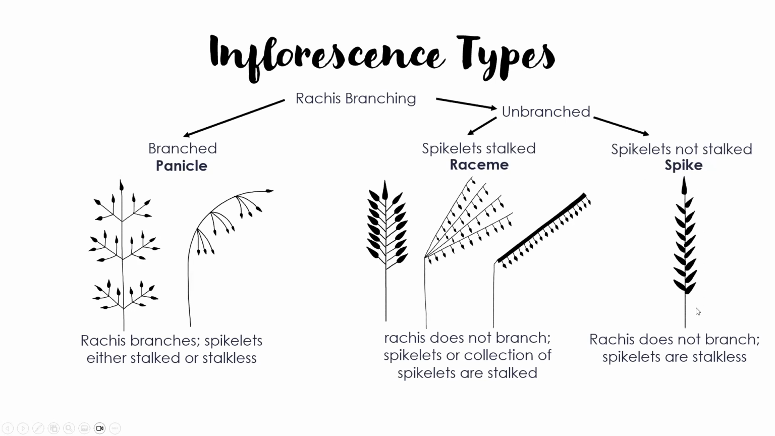A spike means you have just a central stem, no branches, and your spikelets are directly attached. Super simple, right? It looks like a spike. Okay. Everything else that's not a panicle and not a spike is a raceme.